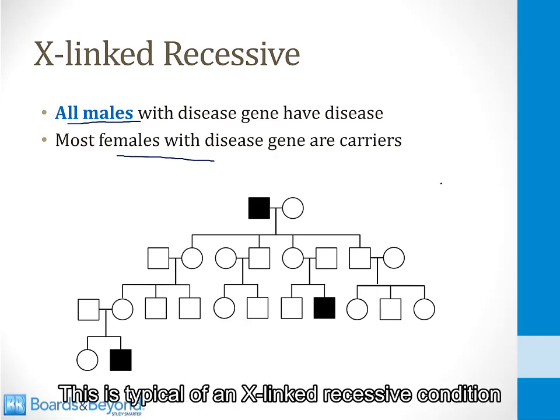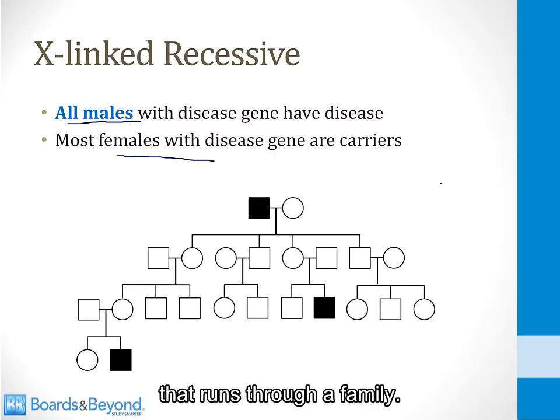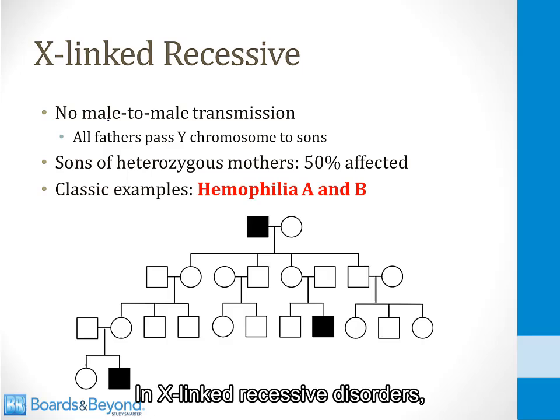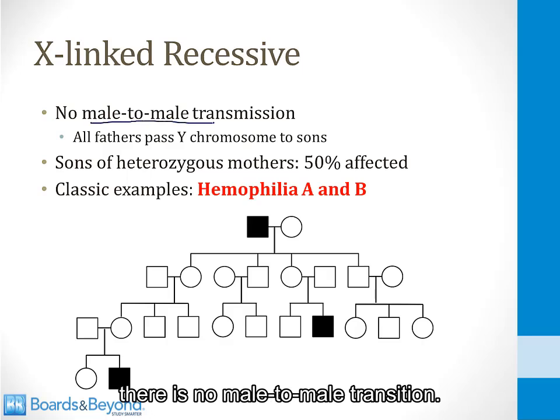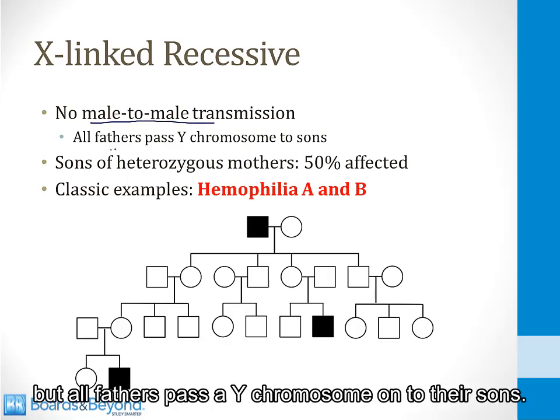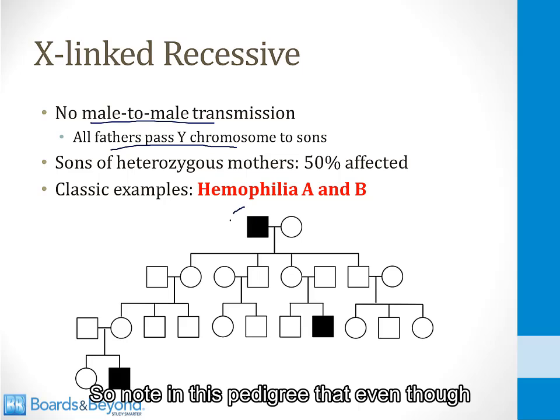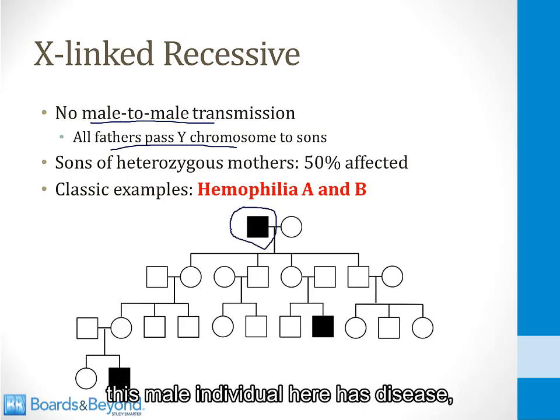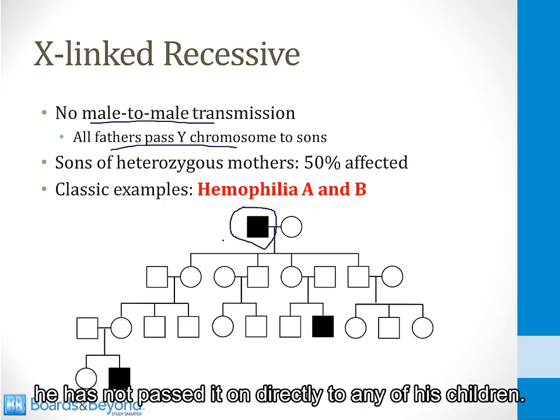This is typical of an X-linked recessive condition that runs through a family. In X-linked recessive disorders, there is no male-to-male transmission. I mentioned this earlier, but all fathers pass a Y chromosome on to their sons. So note in this pedigree that even though this male individual here has disease, he has not passed it on directly to any of his children.